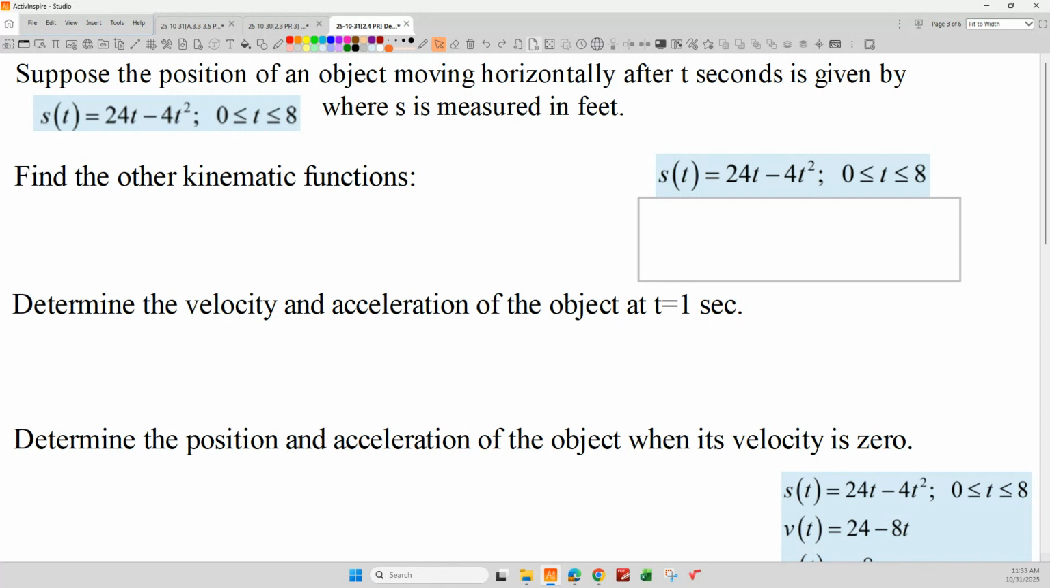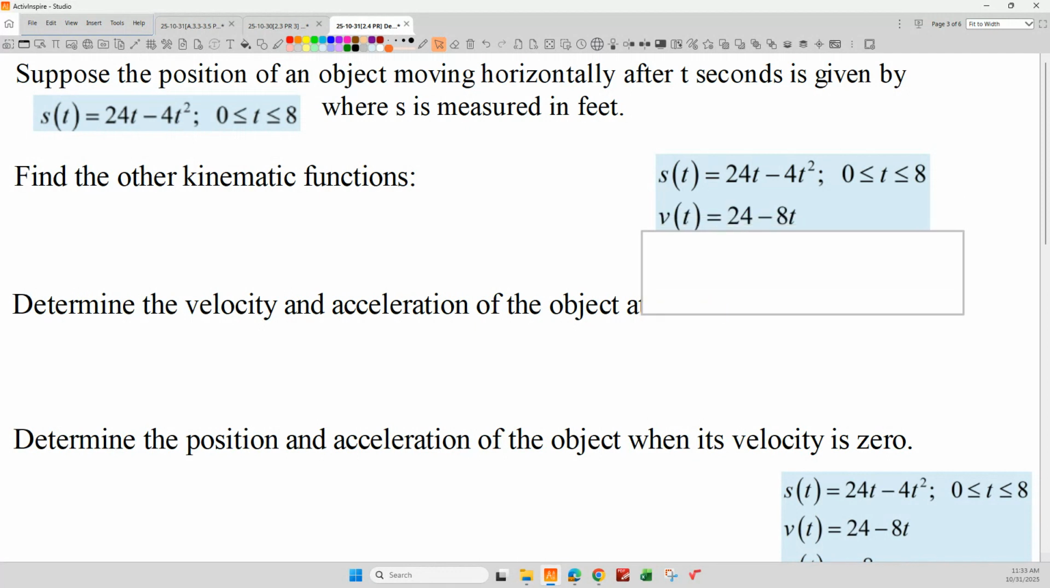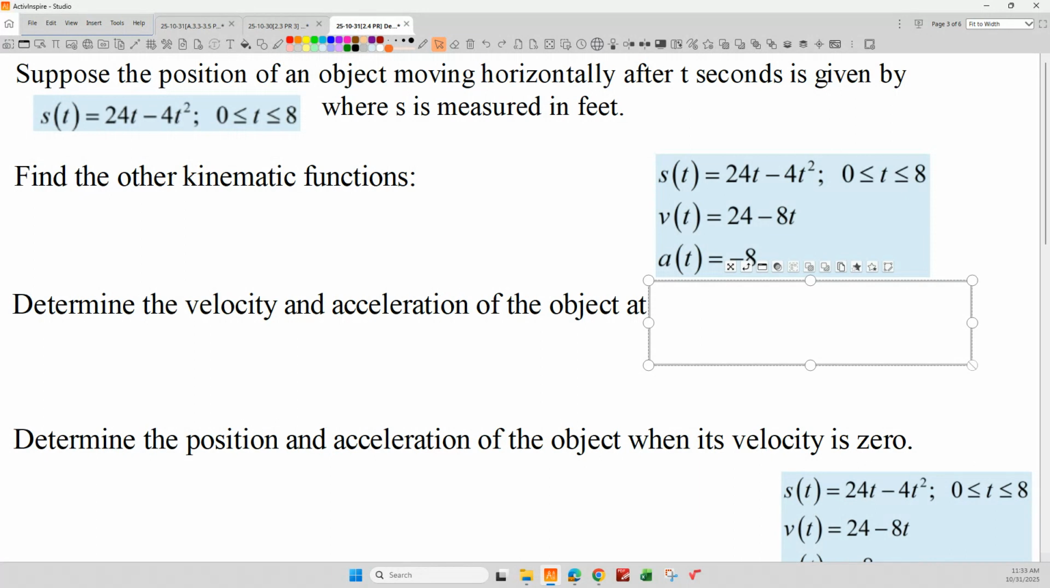So let's find the other kinematic functions first of all. If we know position, what would be the next one we'd calculate? Okay, what is velocity, everybody? Velocity is going to be the derivative of that. So 24 minus 8t, right? Because the variable of differentiation is t, so we're differentiating with respect to t. We're just using the power rule, right? So there's velocity. Okay, now what do we calculate? Okay, what's acceleration? -8. It's constant and it's -8. Okay, good.